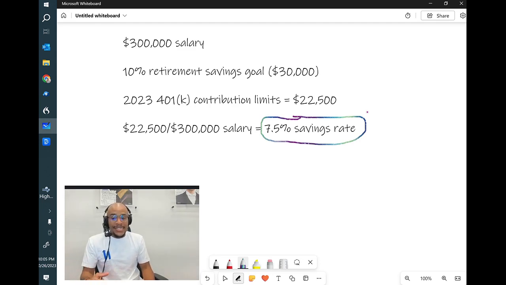But a 401k does not allow an endless or an infinite amount of contributions. As a matter of fact, in 2023, the contribution limit for a 401k is $22,500. So even though this person wants to put aside $30,000 towards their retirement, at least in this particular account, they're going to be limited. And if you compare that to their actual salary, instead of 10%, they would be restricted to a 7.5% savings rate.